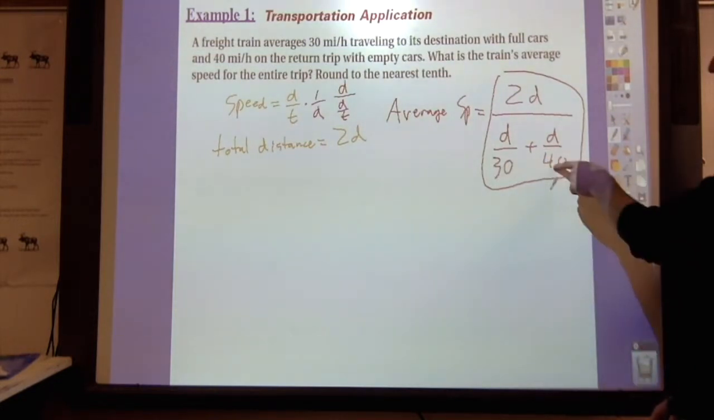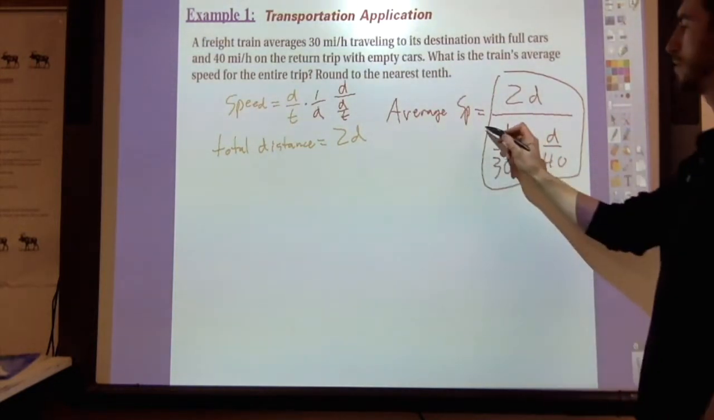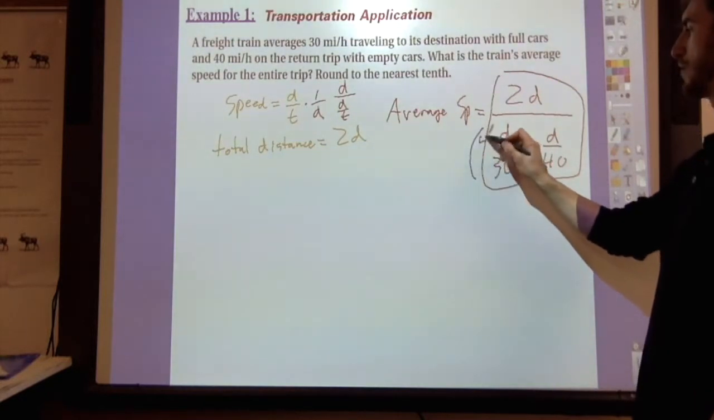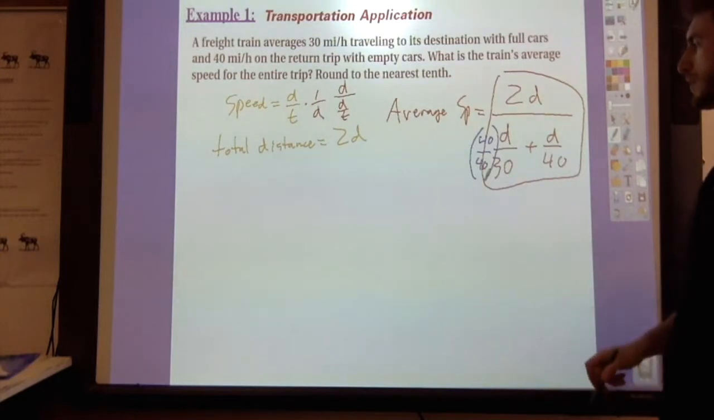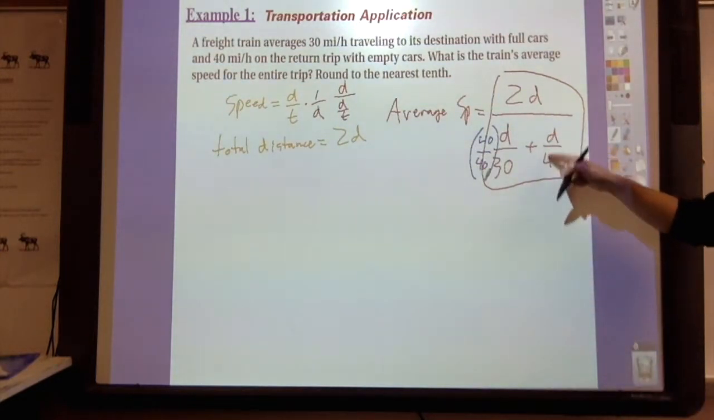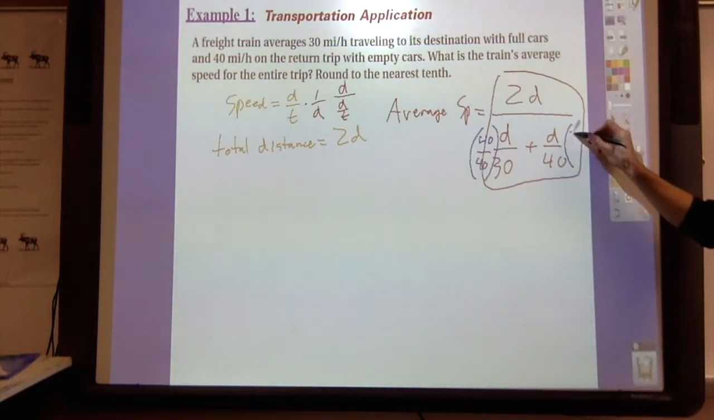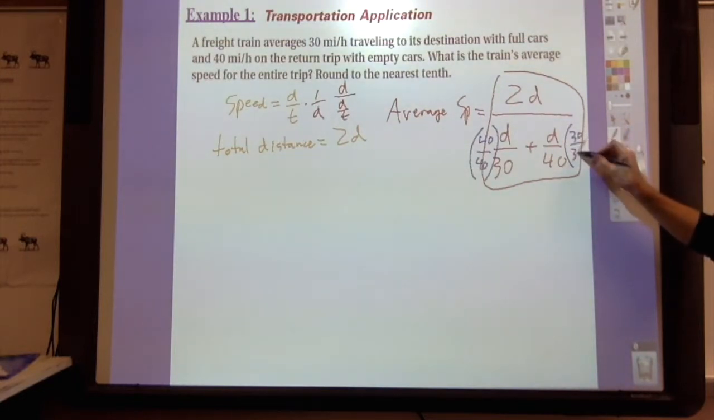So I have a 30 over here and a 40 over here. So I'm going to multiply this whole fraction by 40 over 40. Hopefully that shows up well on your computer screen. And I'm going to multiply this whole side by 30 over 30. Okay? Now I'm going to rewrite this.